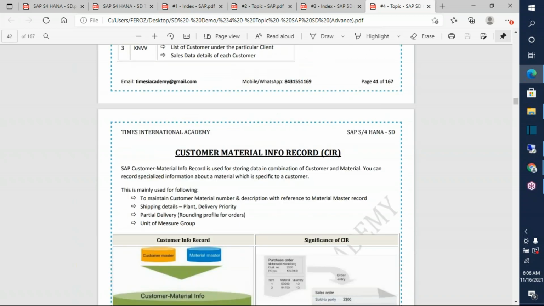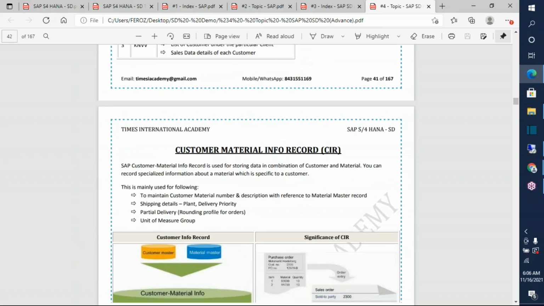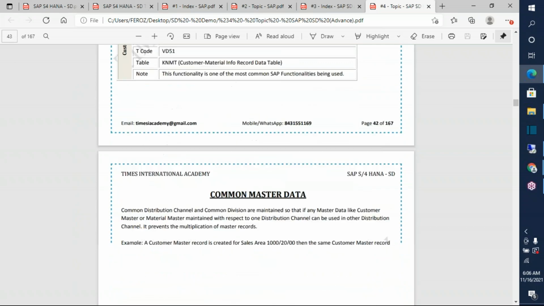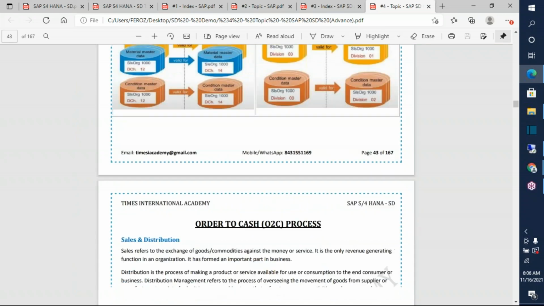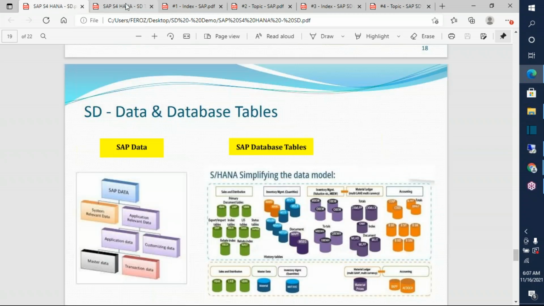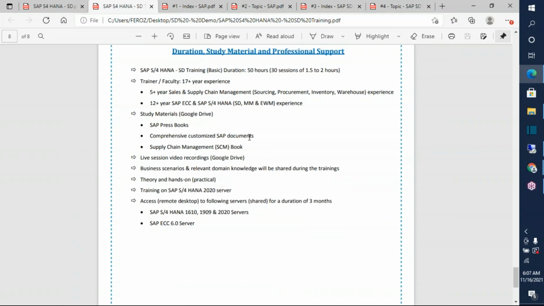It means you don't need to go to Google or YouTube to look for any other information. Relevant comprehensive information for all the topics is included in this document. So this is about the syllabus. We will be providing our own comprehensive customized SAP documents, and we will also share some of the SAP Press books that we have. But SAP Press books are not user friendly, that is the reason we have our own customized study material.